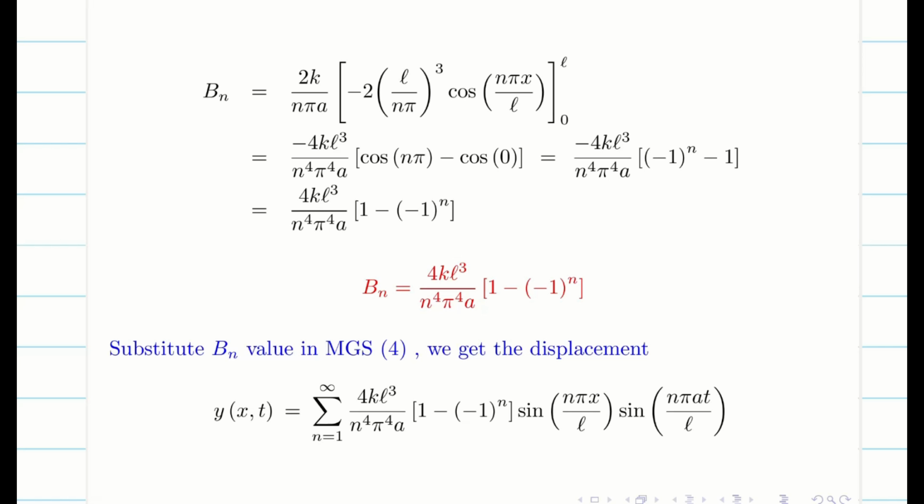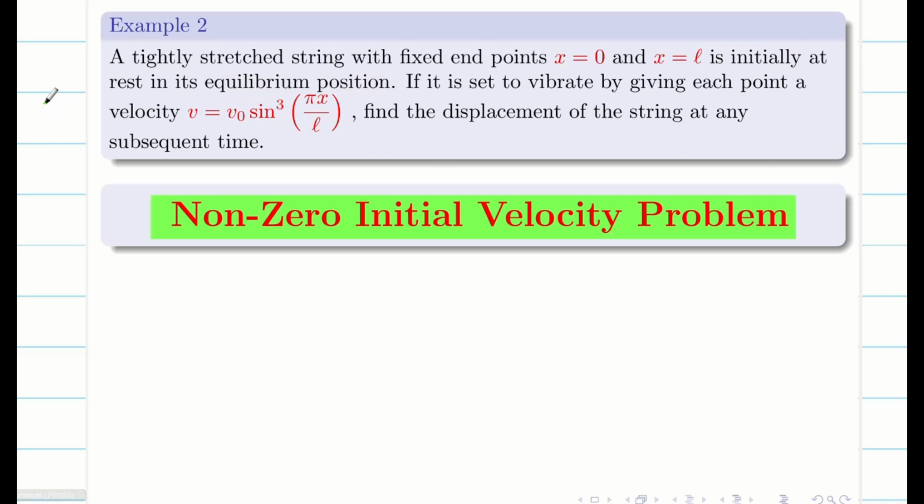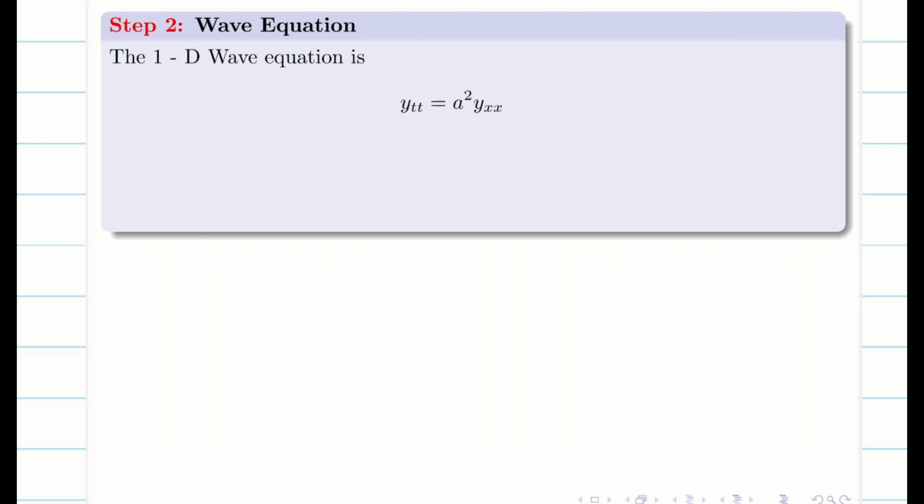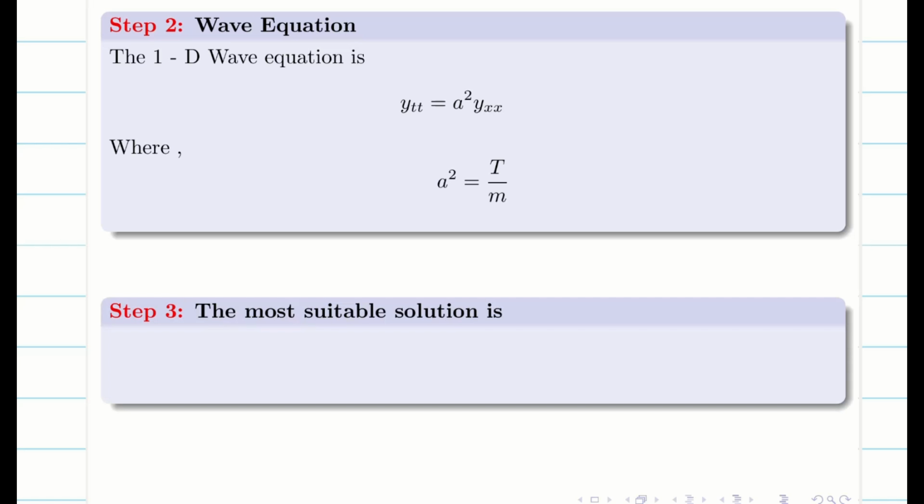The next problem is almost the same as the previous one. Equilibrium position. Then immediately I will say it is a non-zero initial velocity problem. And also they say it is set to vibrate, giving each point a velocity, therefore initial velocity is non-zero. So as usual, we do step 1. The 1D wave equation is y_tt = a² y_xx, where a² is equal to T by m.